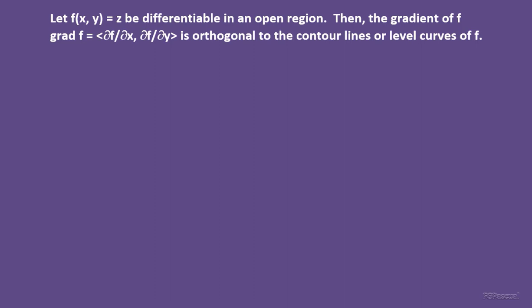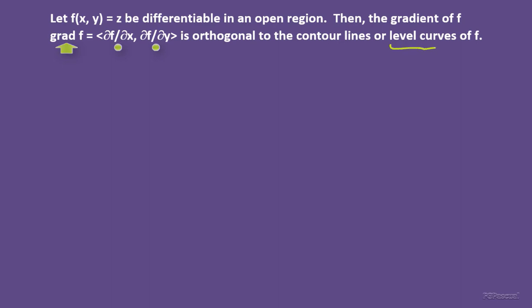Let f(x, y) = z be a differentiable function. In this exercise, we will show that the gradient of f is orthogonal to the contour lines or level curves of f. Because the domain of f is on the xy plane, the gradient of f will be made up of two components, the partial derivative of f with respect to x and the partial derivative of f with respect to y.